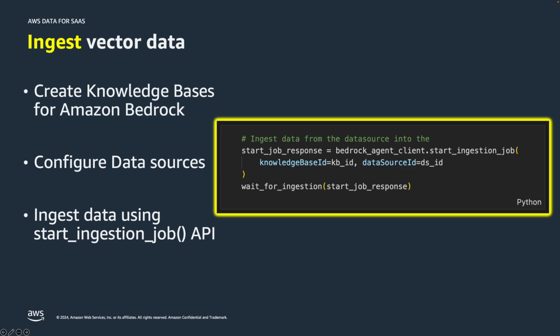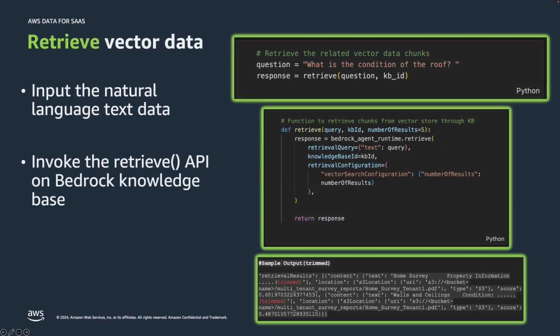Now that we have data in our vector database, we can move on to this retrieve phase. So here, as you can see, you just have some natural language query. The example at the top shows the question: what is the condition of the roof, right? And then we are going to make use of the knowledge base API called retrieve. And we simply pass this query as one of the parameters along with other configurations like how many vector data chunks you want to retrieve. And as you can see at the bottom, you have a sample output showing 2 chunks of data that have been retrieved. Of course, the data has been trimmed for simplicity.